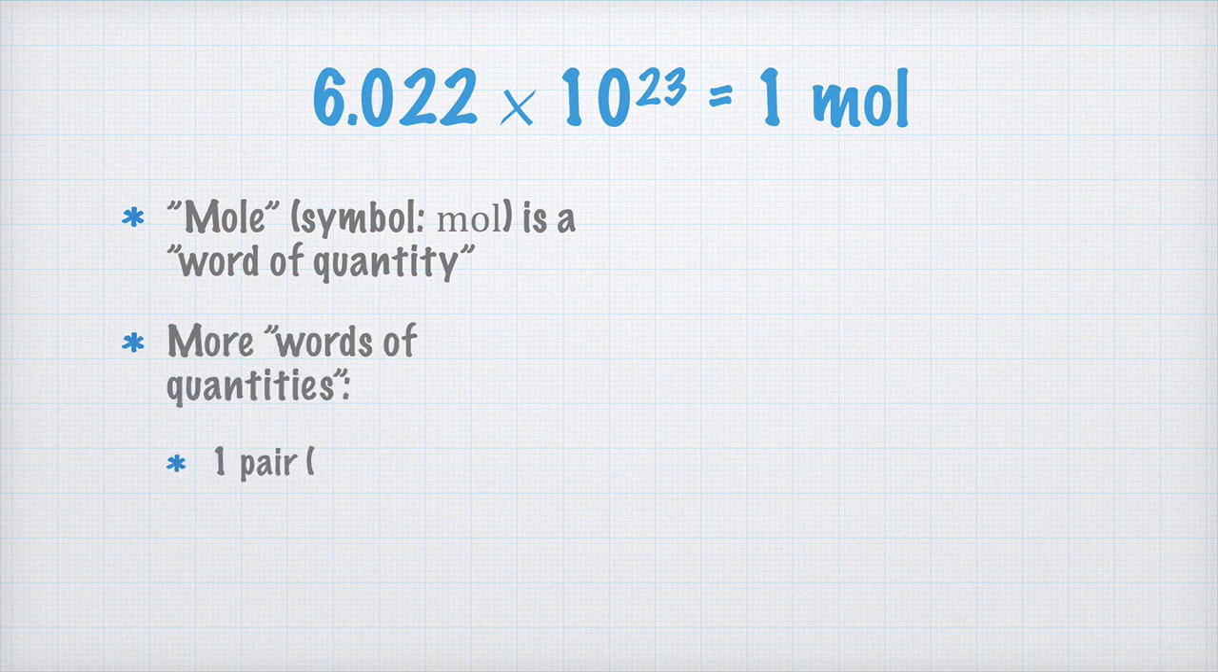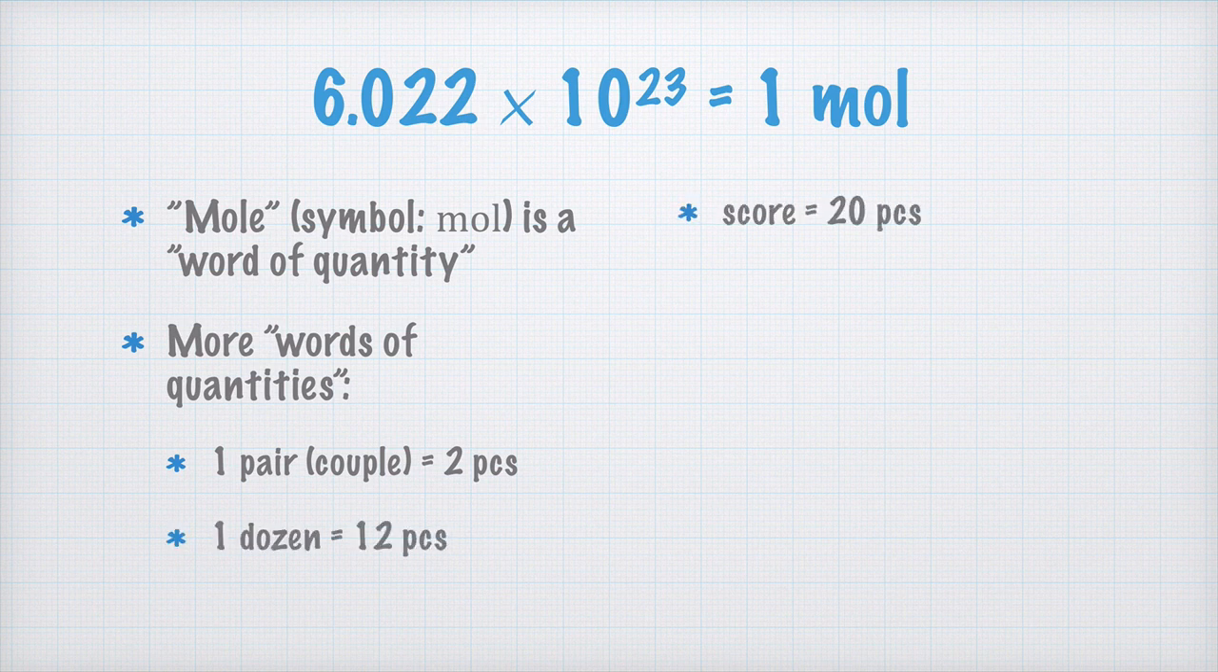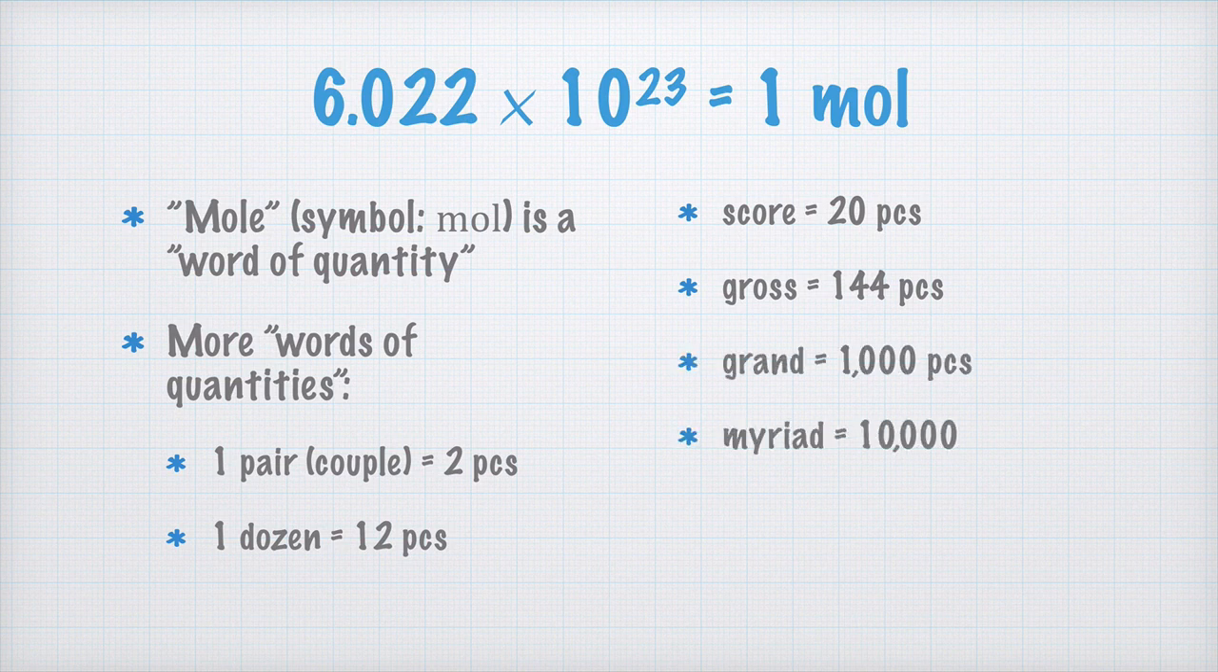For example, a pair or a couple, which is 2 pieces. A dozen, which is 12 pieces. A score is 20. You know, like in "seven score years ago." A gross is 12 dozens, which equals 144. A grand is 1,000 pieces. A myriad is 10,000. And then finally, a mole is 6.022 times 10 to the 23 pieces.